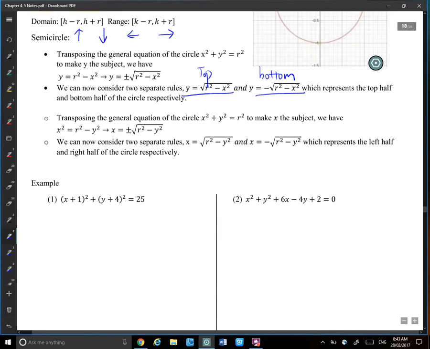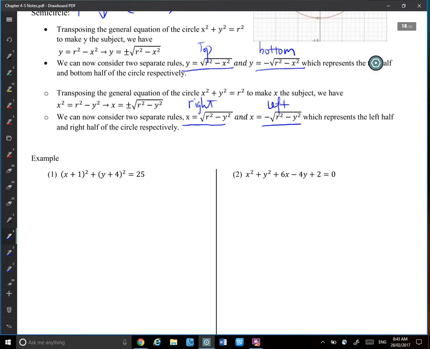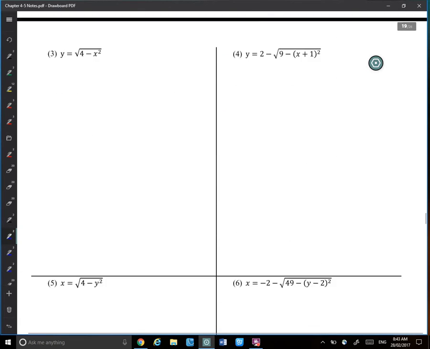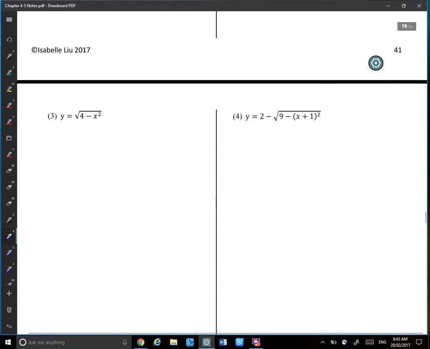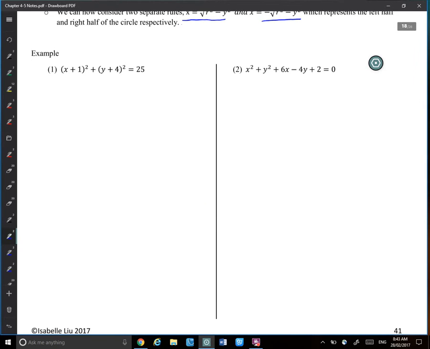And then same thing, if we make x the subject, we'll have 2 parts as well, plus minus the square root of that. The plus one will be the right, and the minus one will be the left, which represents the left half and right half of the circle. I will talk more about the semicircles in the exercise. That's the basic idea. So now let's have a look at this question.